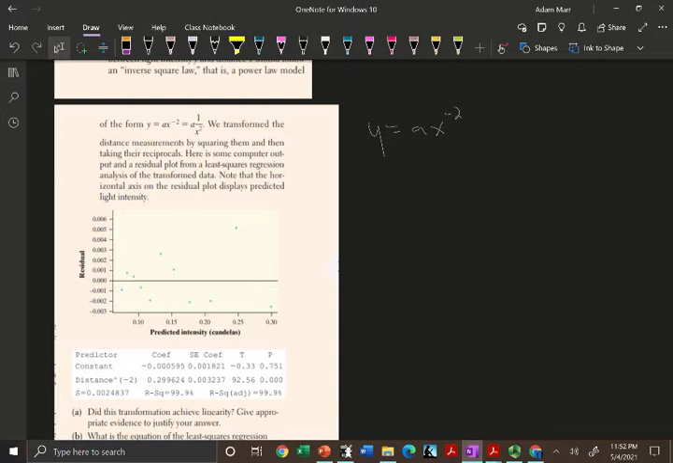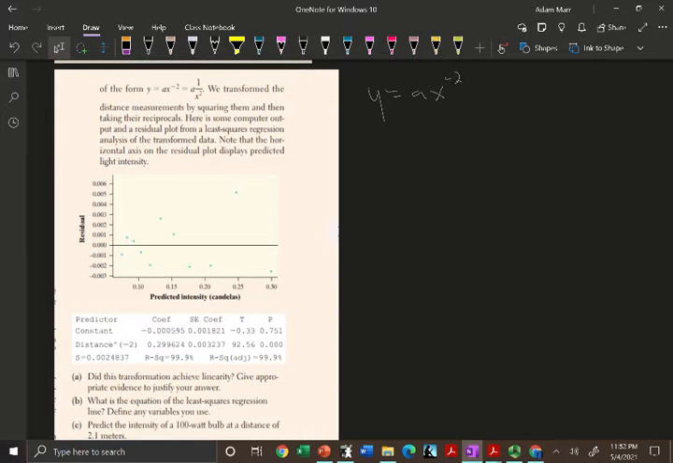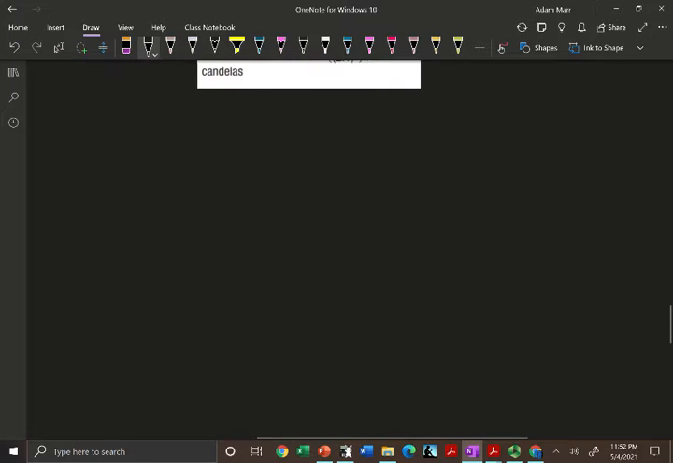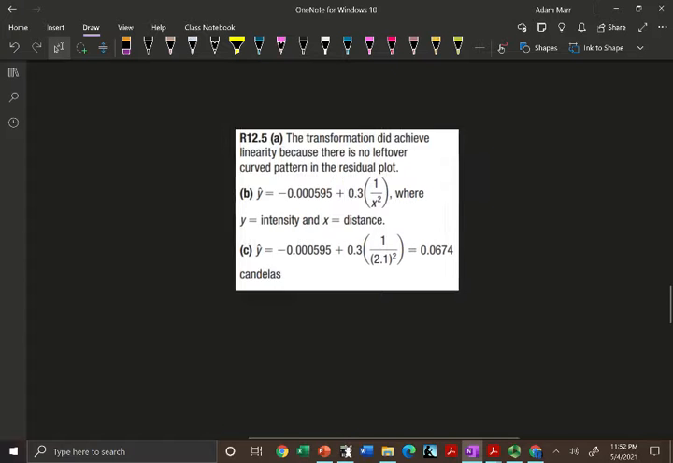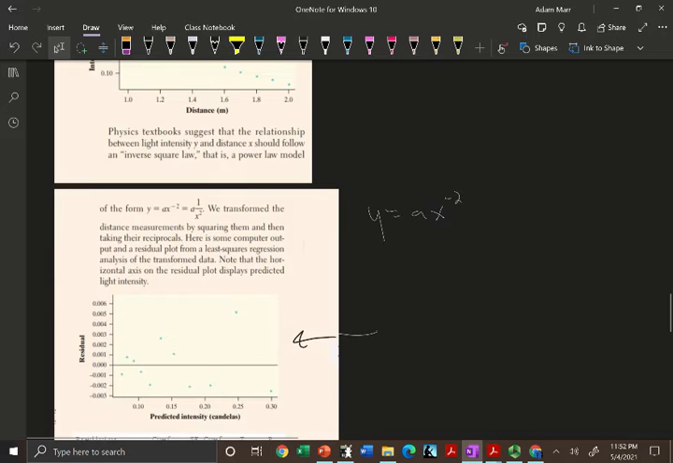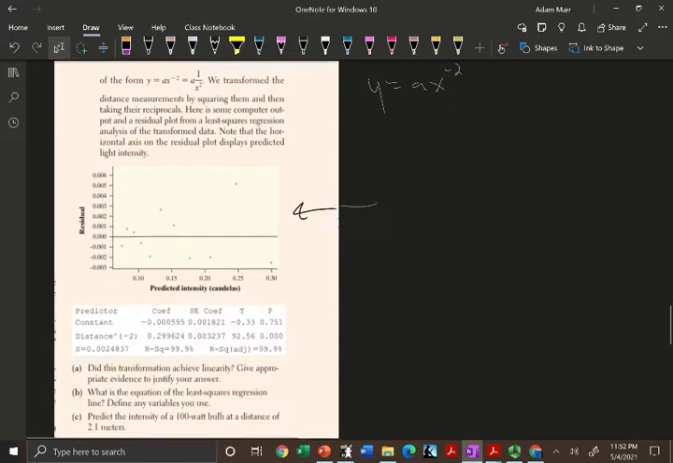So, first of all, they ask, did the transformation achieve linearity? Give appropriate evidence. Well, the evidence would be your residual plot right here. And so we have to look, is this kind of like a random scatter? Looks pretty good to me. Let's see what they're saying right here. It says, yeah, the transform did achieve linearity because there's no leftover curve pattern in the residual plot. It's just a general random scatter, so we're okay.